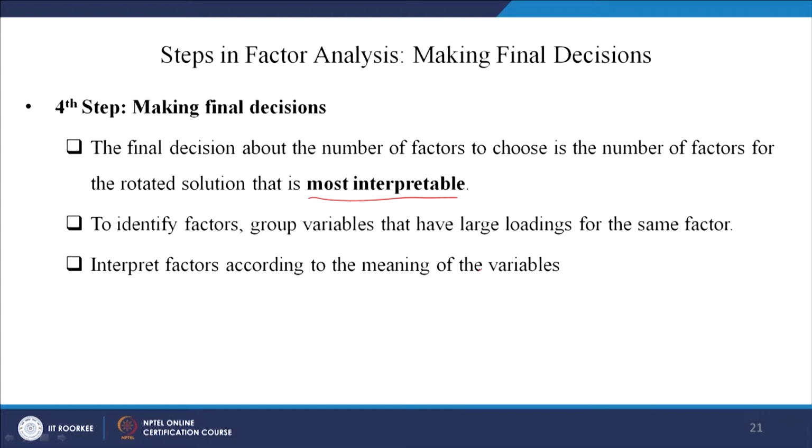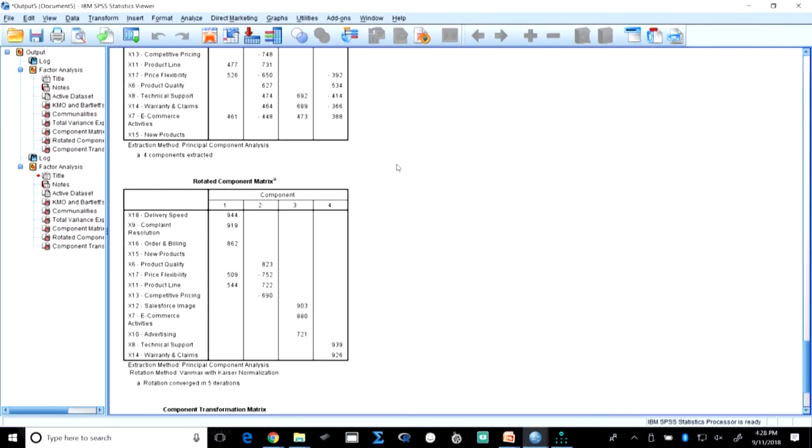Now, let us go back to the output file. So, the output is here. Now, let us see, is there any relationship? That is what your job is now. There are certain variables loading into factor 1. What are they? Delivery speed, complaint resolution, order and billing, new products is almost gone. Product quality is also not here. Why? It is in the second factor. Flexible price flexibility, product line.